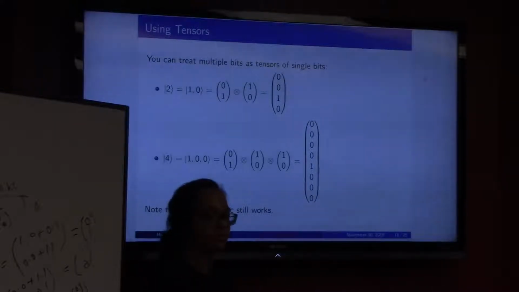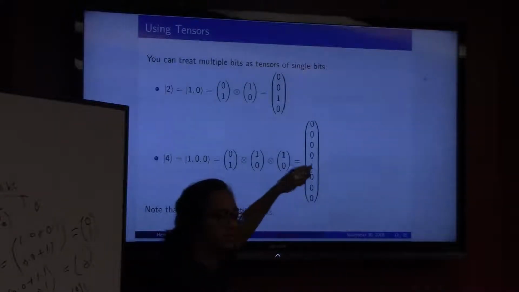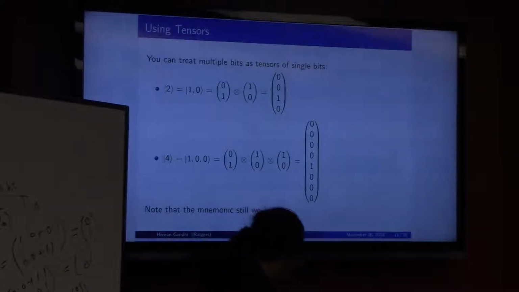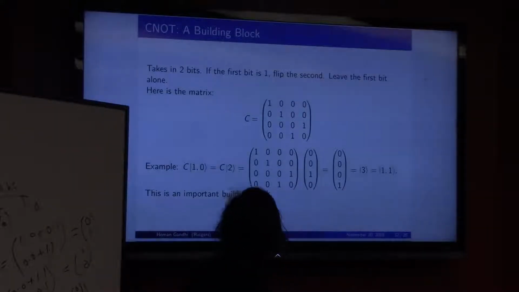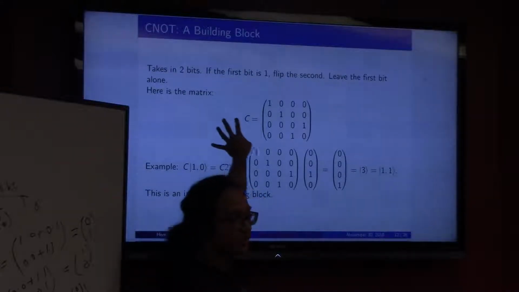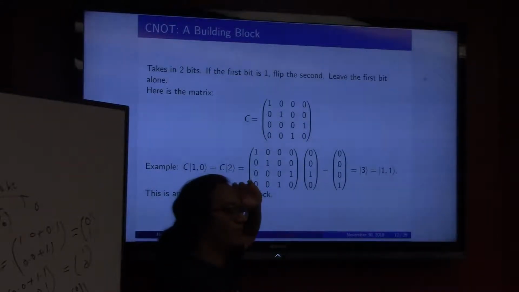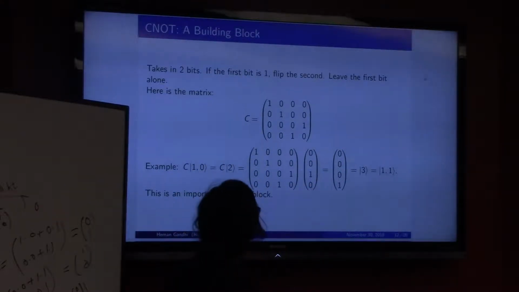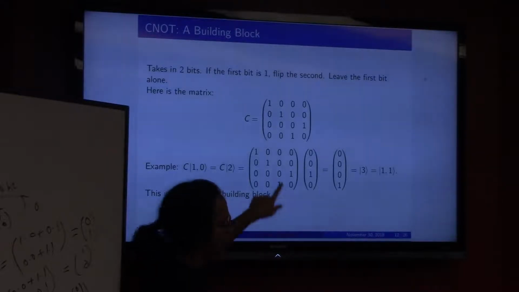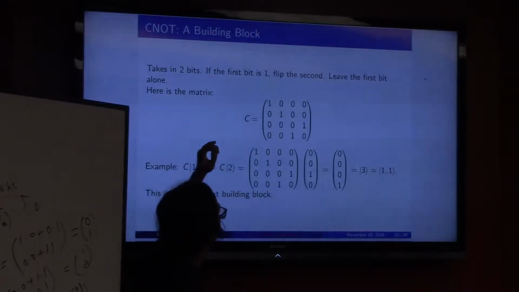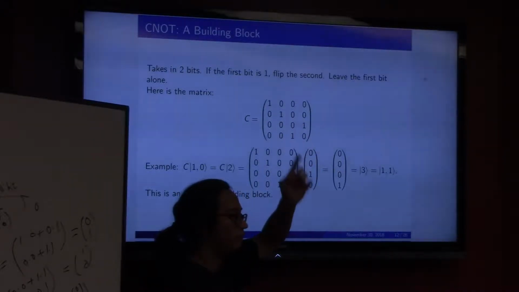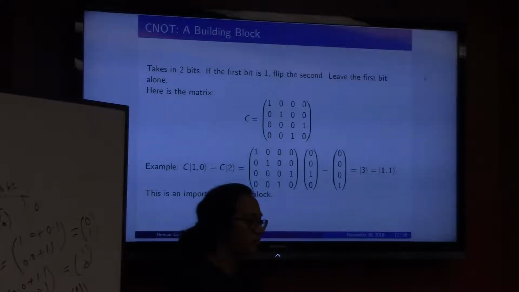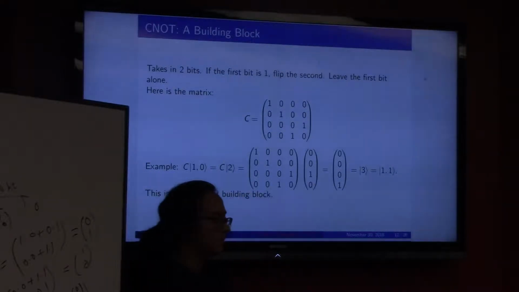We good with this? So now we have multiple bits and they're vectors. So this is the first binary bit operator. It takes 2 arguments in and changes the 2 arguments based on a rule. This one is called a conditional not, and what it does is if the first bit is 1, it'll flip the other bit. Otherwise, it will do nothing. Does this make sense?